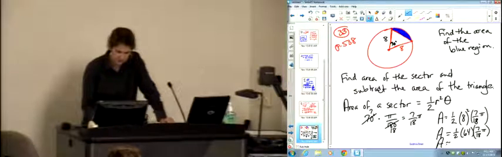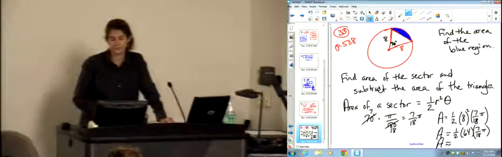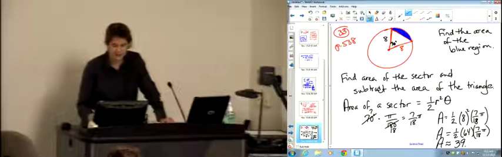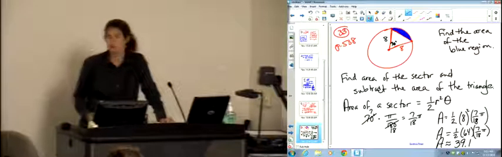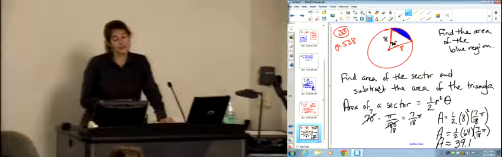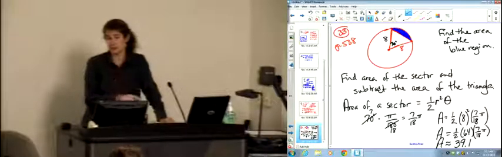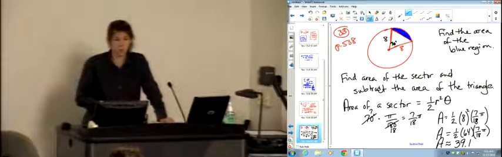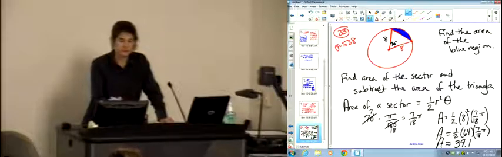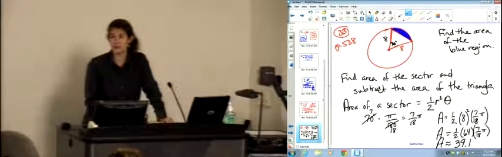Area equals, for the sector, 39.1. Okay, that's for the whole sector then. Now we need the area of that triangle, so we can subtract that part off from this 39.1. Everybody get 39.1 there? Okay, we ready to do the area of the triangle?